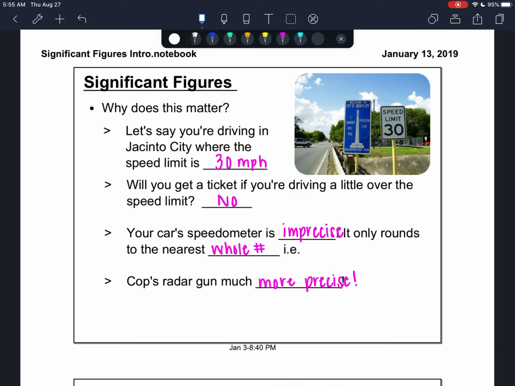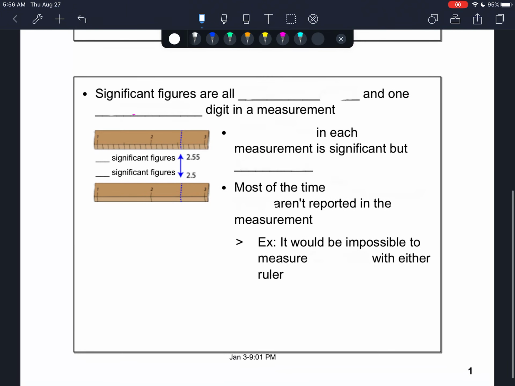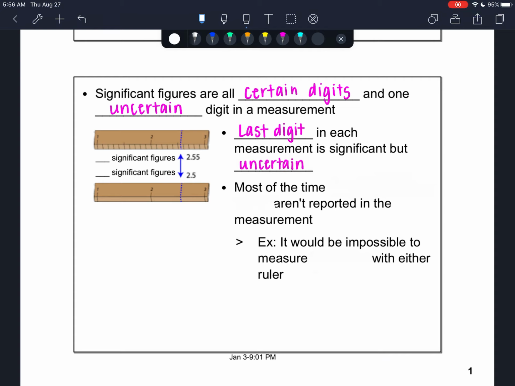It's actually been successfully argued in the court of law that if you don't know the precision of your speed, you get some leeway with breaking the speed limit, which is why we have a lot of leeway with our speed limit. Usually if you're within 5 miles per hour of the speed limit, you're given some leeway as far as tickets go. So significant figures are all of the certain digits in a measurement as well as one uncertain digit in a measurement. Your last digit in a measurement is always going to be the uncertain one because it's the one that is estimated.